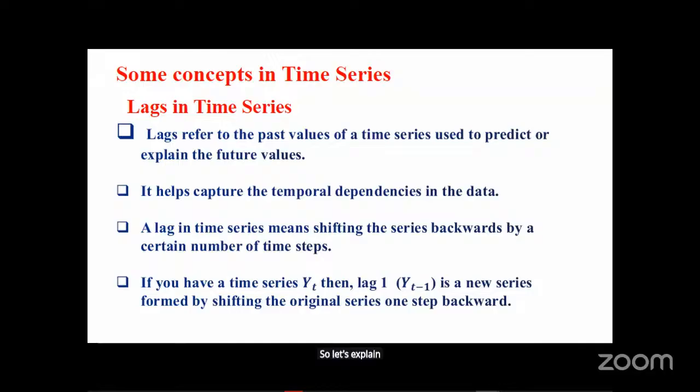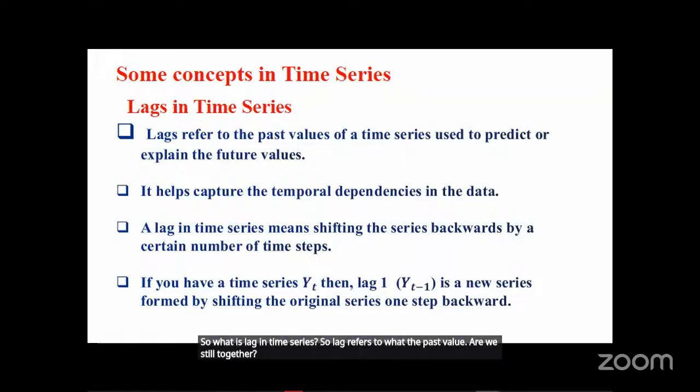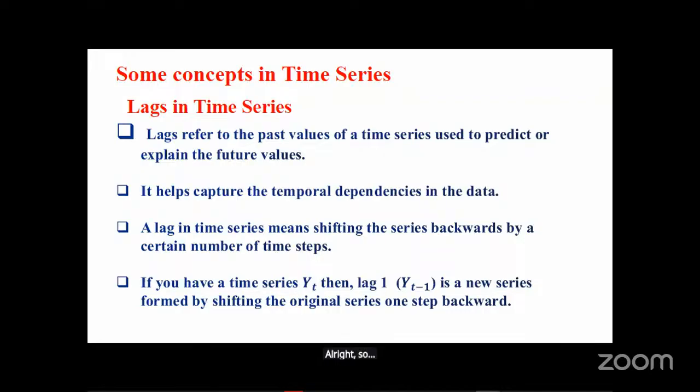So let's explain some concepts in time series itself. What is lag in time series? Lag refers to the past value. Are we still together? All right. Lag refers to the past value of a time series used to predict or explain the future value. So it helps capture the temporal dependencies in the data. A lag in time series means shifting the series backward by a certain number of time steps. So if you have a time series y of t, then lag 1 is the previous value. Just like we have said, it is ordered in time.